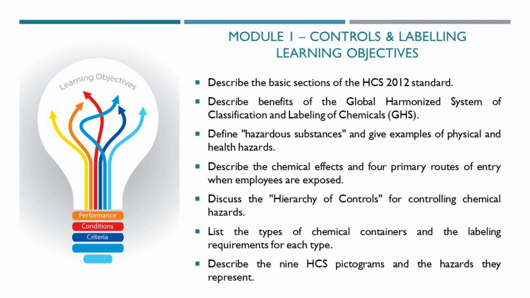Discuss the hierarchy of controls for controlling chemical hazards. List the types of chemical containers and the labeling requirements for each type. Describe the 9 HCS pictograms and the hazards they represent.